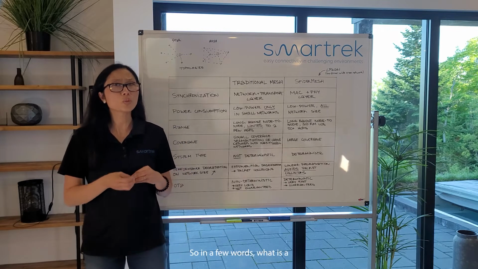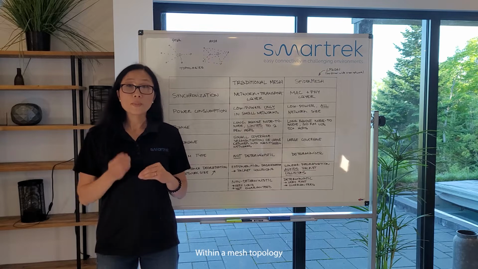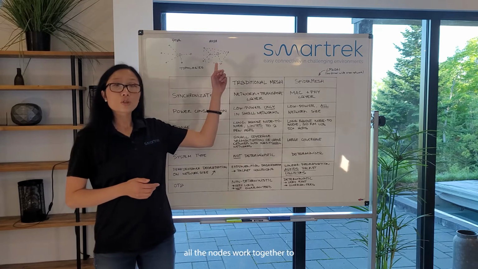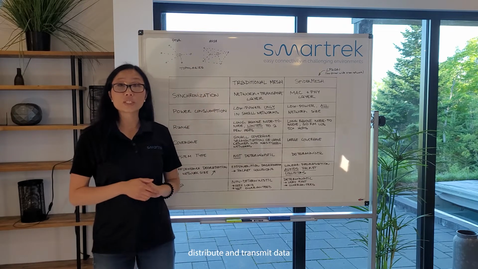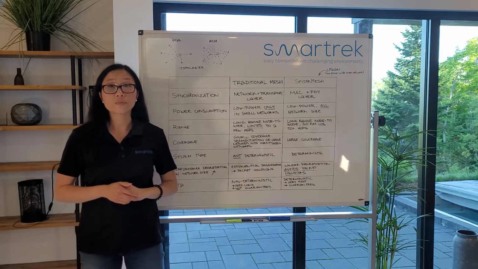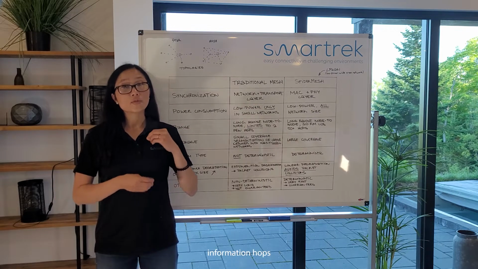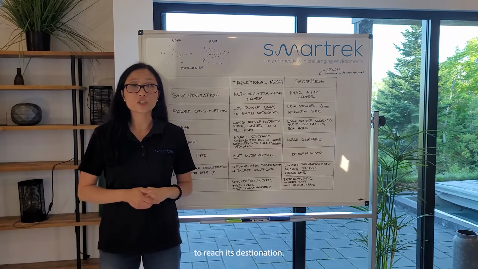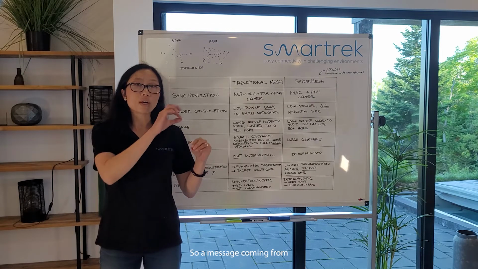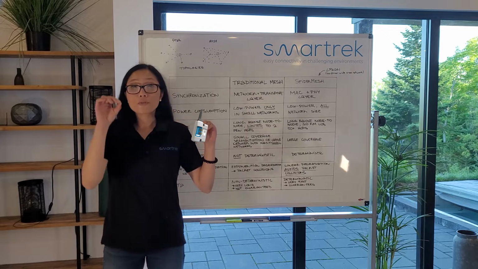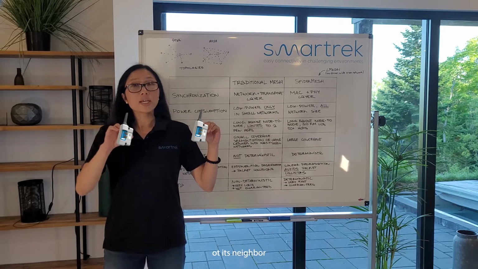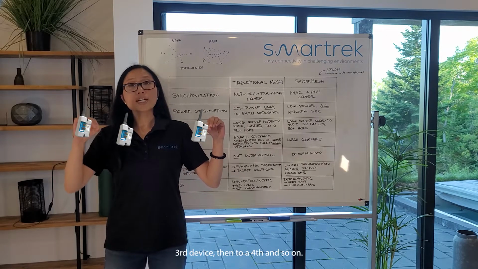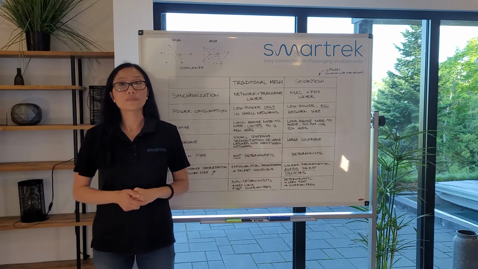So in a few words, what is a mesh protocol? Within a mesh topology, all the nodes work together to distribute and transmit data to the desired destination. In a mesh network, it is said that information hops from one device to another to reach its destination. So a message coming from a device on a mesh network first sends the information to its neighbor, then the neighbor sends it to a third device, then to a fourth device, and so on.